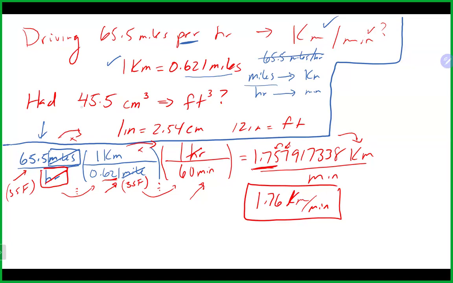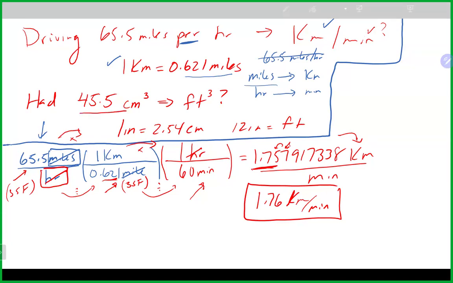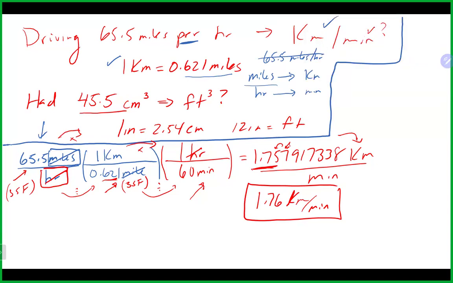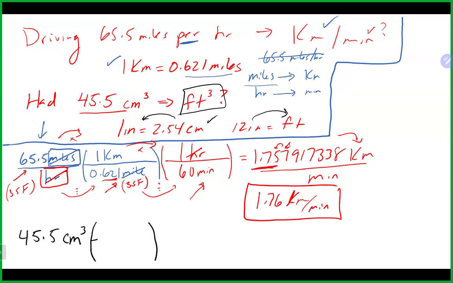All right, so let's take a look at the bottom one here. And the bottom one, we have 45.5 cubic centimeters. And we want to get to cubic feet. So we can use centimeters, for example, to inches. And once we have it in inches, we could go to feet at that point. So when we do this, the first thing we're going to do again is opposites. So we'll use our conversion factor here, 2.54 centimeters on the bottom, 1 inch on top.